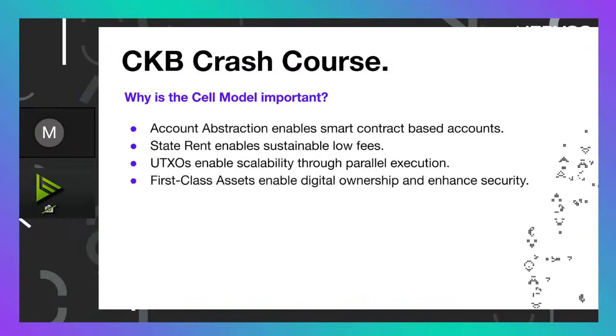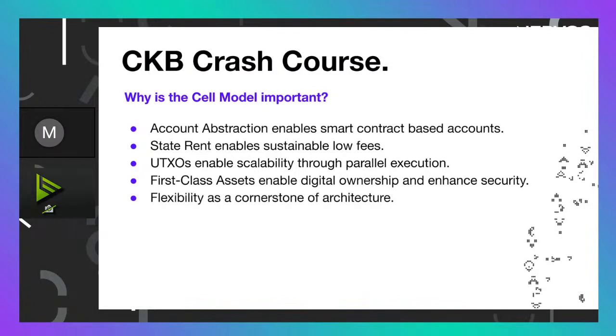First-class assets, which enables digital ownership and enhanced security. This is an interesting one. This one's kind of unique to Nervos. It's the user authority. The user, when they're holding an asset, is at the top of the chain. Their authority trumps everything, including the authority of the smart contract. And what that means is that if the smart contract became compromised by a hacker, or the owner tried to do something shady and actually take away assets from the user, they can't do it without the user's permission. The user's authority always trumps everything else.